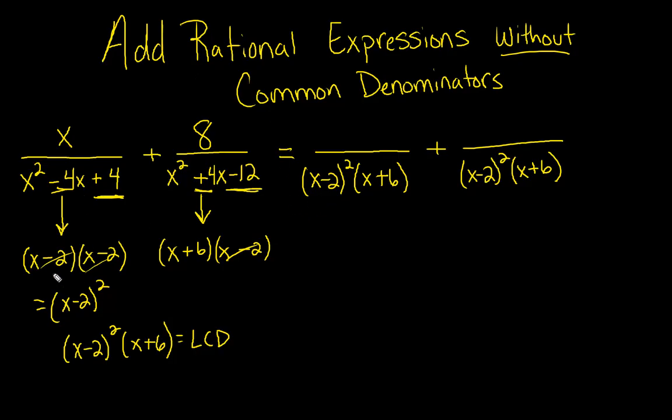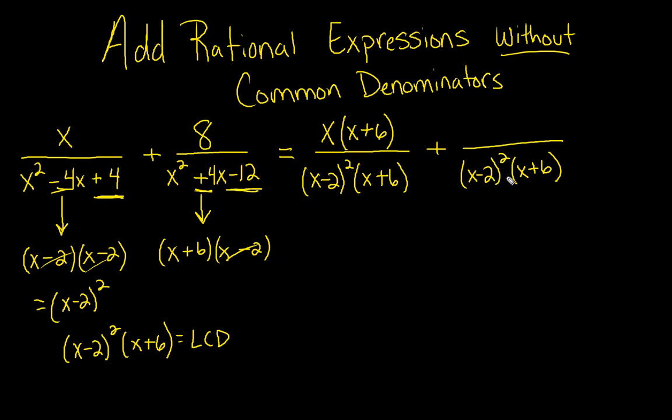So looking at this first one, we have x minus 2 times x minus 2. What did we add to it to give us the least common denominator? Well, we didn't add to it, but we multiplied by x plus 6 to give us the least common denominator. So we need to multiply the numerator by x plus 6 as well.